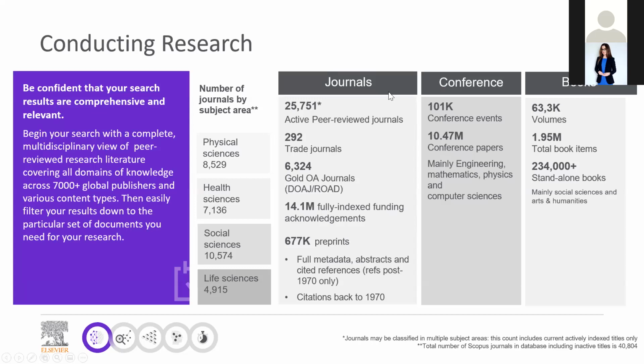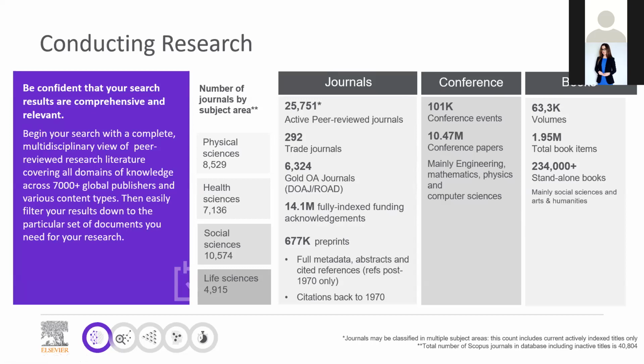As I said, we have over 25,000 active peer-reviewed journals, but we also have conferences and books materials. So your search is really a broad search in Scopus. You have knowledge from over 7,000 publishers, and that really helps to find the right information.